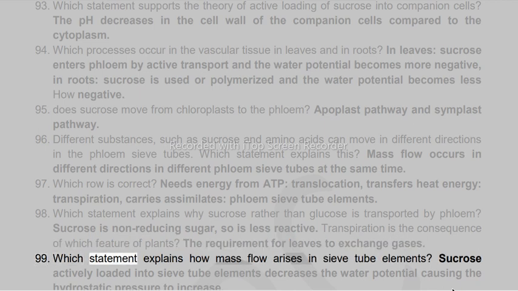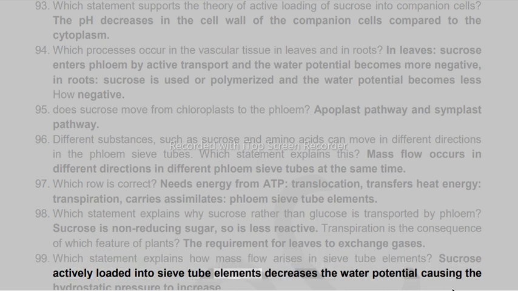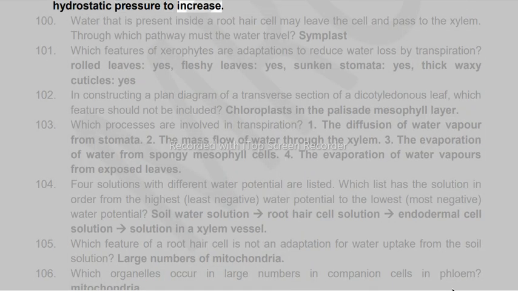99. Which statement explains how mass flow arises in sieve tube elements? Sucrose actively loaded into sieve tube elements decreases the water potential, causing the hydrostatic pressure to increase.